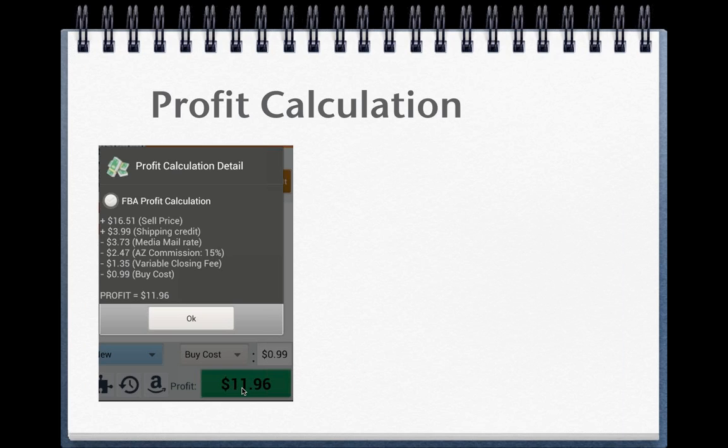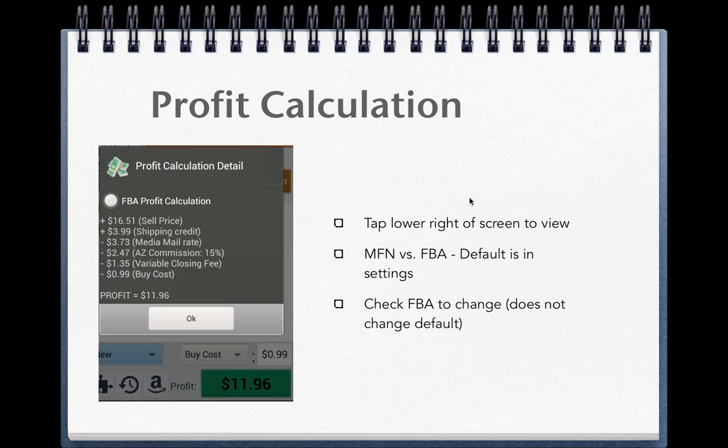So if you have FBA seller checked, you're going to see an FBA profit calculated. If it's not checked, it's going to be calculated based on MFN factors. And in this screenshot here, we see that we're basing this off of MFN. So again, like I said, the default is chosen in Profit Bandit settings.